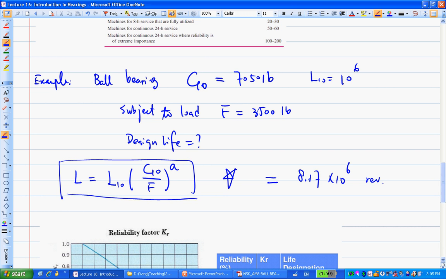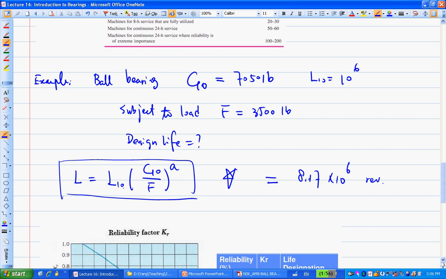Now, up to this stage, this is basically a calculation based on this F. What you get here is another L10 life. So in reality, you may not always deal with this 90% reliability. What's L10? L10 means 90% reliability, right? 90% of the bearings will exceed the required life.